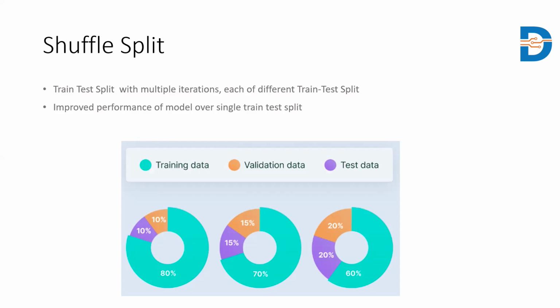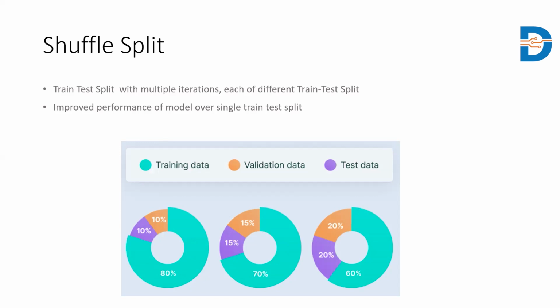As you can see in the picture here, in the first iteration, maybe I will take 80% of the data to be training data, while 10% each of the remaining data is testing as well as validation data. In the next iteration, I will reduce my training data to 70%, while I will retain 15% of data each for validation as well as testing.